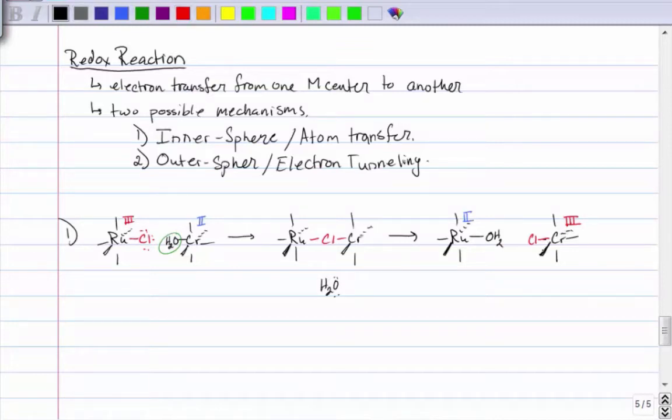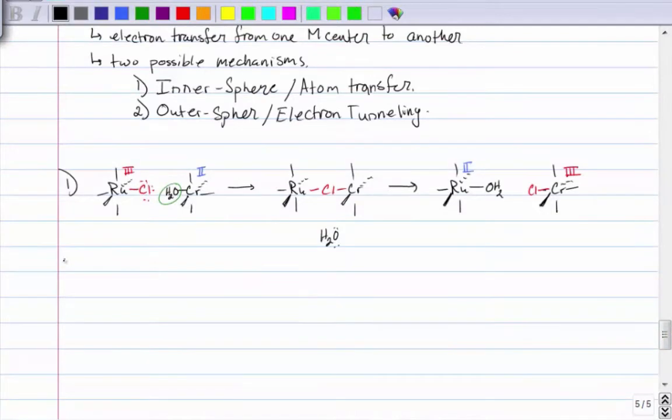What's that? Yes, it is. Chromium +3. So the chromium lost an electron, the ruthenium gained the electron from the chromium, and it was transferred through the bridging chlorine ligand. So this is an inner sphere mechanism, and it involves the atom transfer. So inner sphere literally means that it happens through the inner sphere of each of the metal ions. So that means that there has to be a bridging ligand bound to each metal ion.